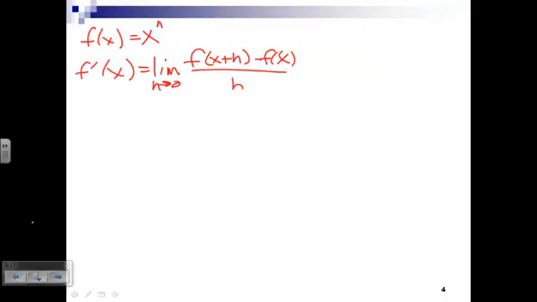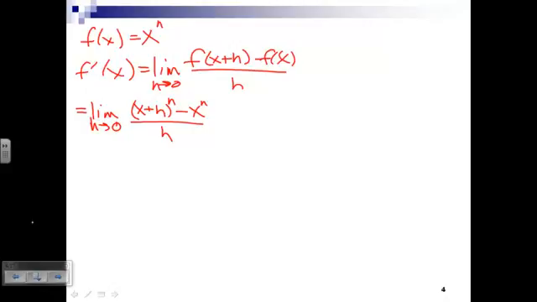Well, when this is our starting point and we have this function, we end up getting the limit as h approaches 0 of x plus h to the nth minus x to the nth over h. That's what we get. Now we've done this problem, or at least we've started this process a bunch of times. What in general has been the next step from here?